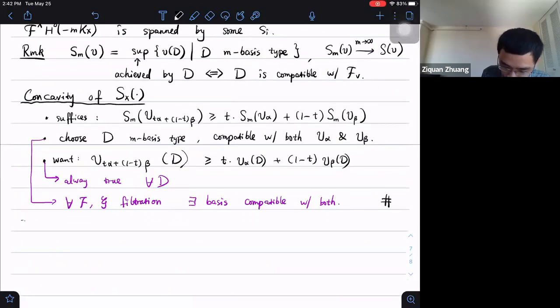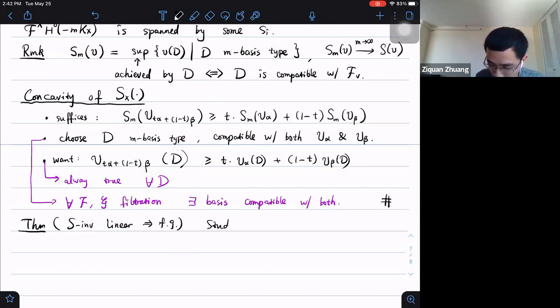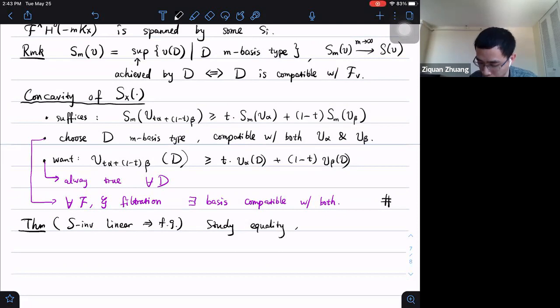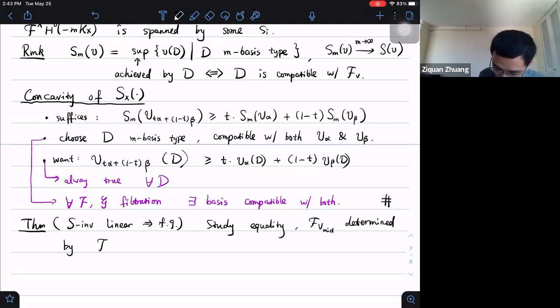Okay, so then for the theorem that Asym variant is linear implies finite generation, you study the equality case in the proof I just presented. So we study equality and show that the filtration in the middle, V middle, is determined by the filtration at the vertex. And these are rational, so they are finitely generated. Okay, so that's the rough idea. Is this making sense? I don't know if I'm going too fast.